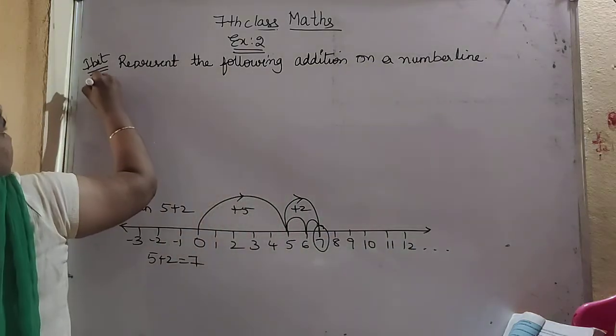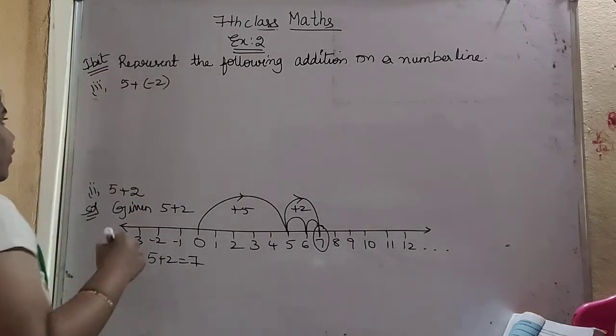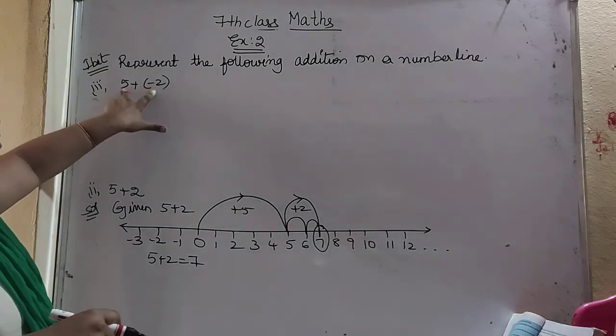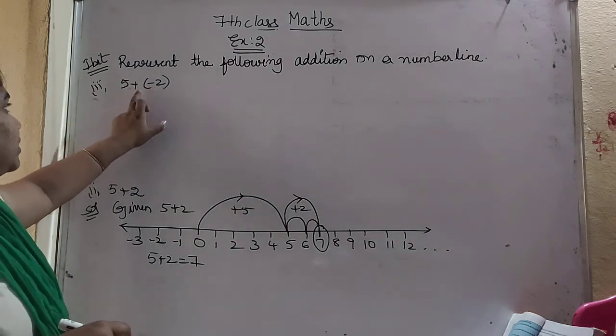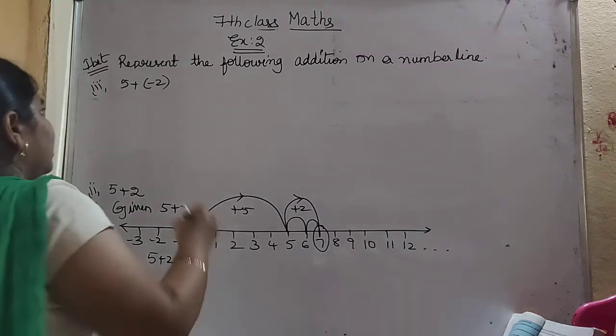That is 5 plus of minus 2. So 5 is an integer, minus 2 is also an integer. We are adding these two integers here. So here you are seeing the double sign. So we have to make this double sign into a single sign first.